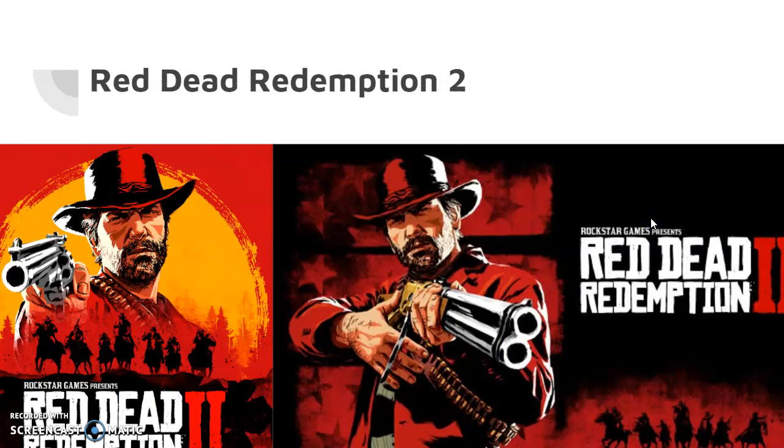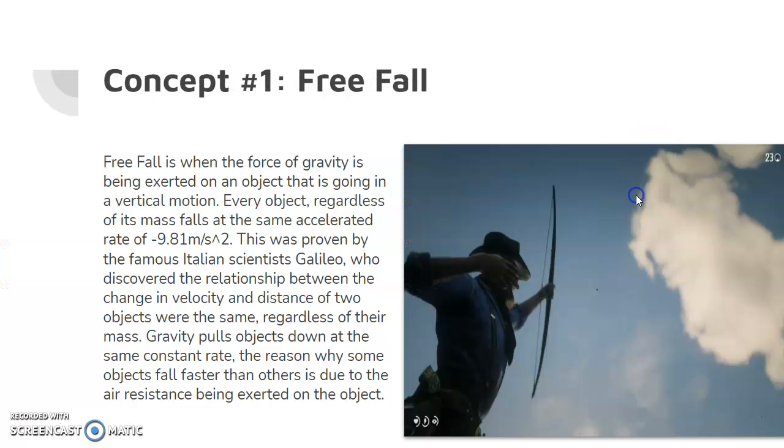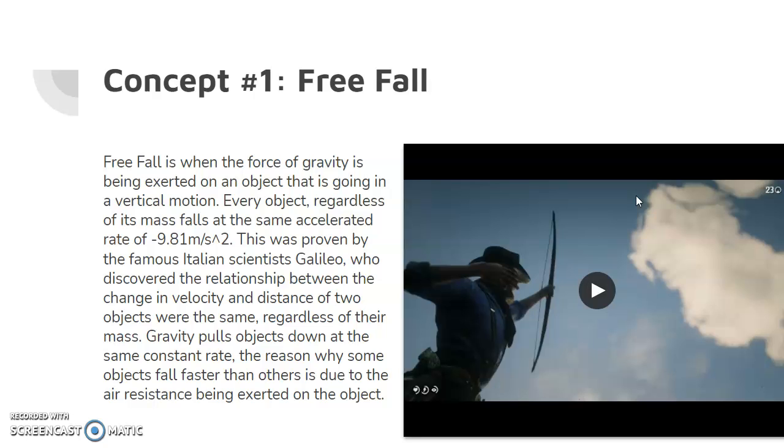So let's first discuss the physical concepts seen in the game Red Dead Redemption 2. The first concept is free fall. Free fall is when the force of gravity is being exerted on an object that is going in a vertical motion. Every object, regardless of its mass, falls at the same accelerated rate of negative 9.81 meters per second squared.